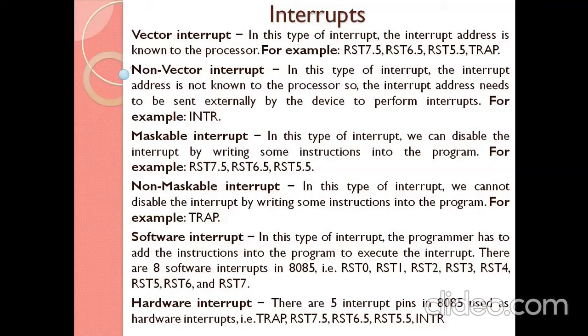Next, what is meant by maskable and non-maskable? Suppose you take a mobile phone. Suppose I want to block a number. That is called a mask. If you mask, when somebody calls your number, you will not get the ringtone. That is called a mask. So here, if you mask the interrupt, when somebody is giving any interrupt, it will not disturb the microprocessor.